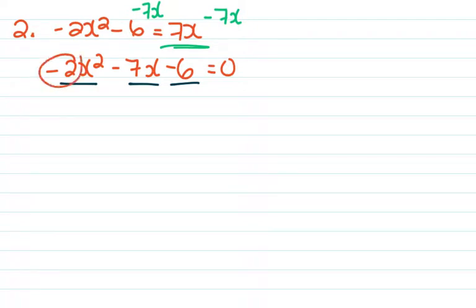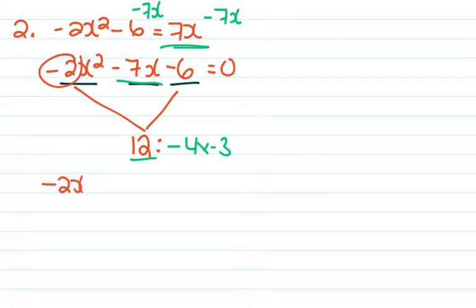My a value is not 1, so I have to do the fourth type of factoring, which is when I multiply the a and c value together. Negative 2 times negative 6 is 12. I need two numbers that multiply to 12 and add to negative 7. So that would be negative 4 times negative 3. This is when I need to factor by grouping.